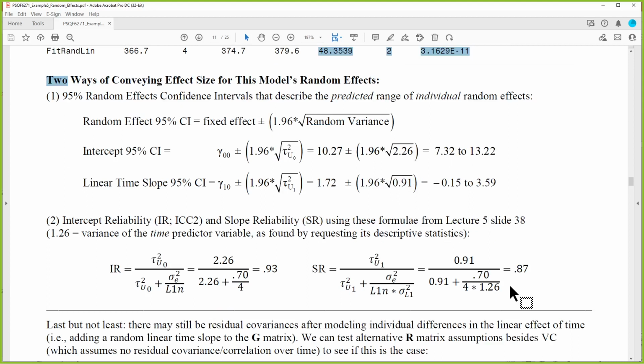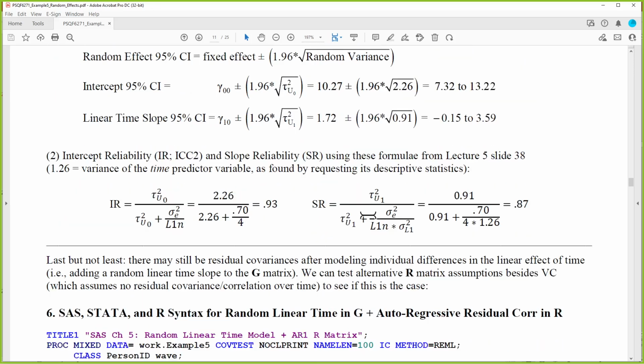Here are ways of describing the effect sizes for both of the random effects, so we can try to convey in the metric of the original outcome just how much variability those random intercepts and slopes imply relative to the fixed effects as the middle. Okay, so moving on then.